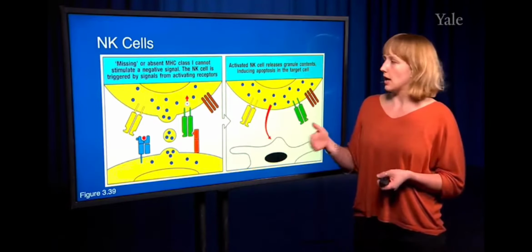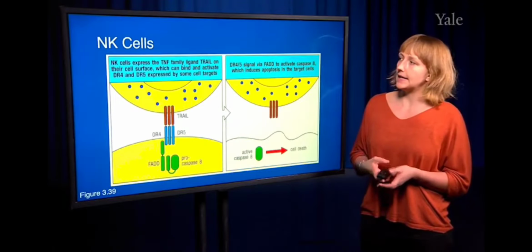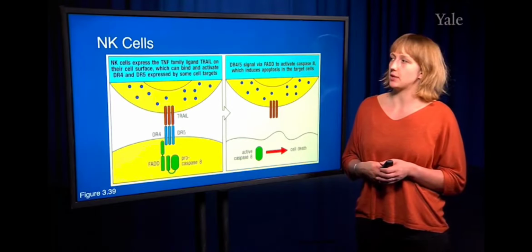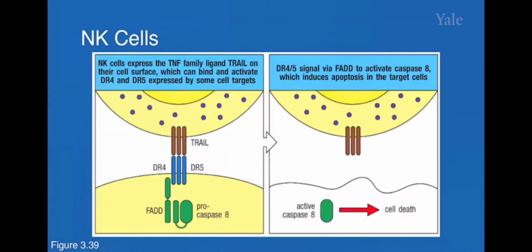of the target cell. In addition, NK cells express the TNF family ligand TRAIL on their cell surface, which can bind and activate DR4 and 5 expressed on some target cells. And this signal will then also activate apoptosis via caspase-9.